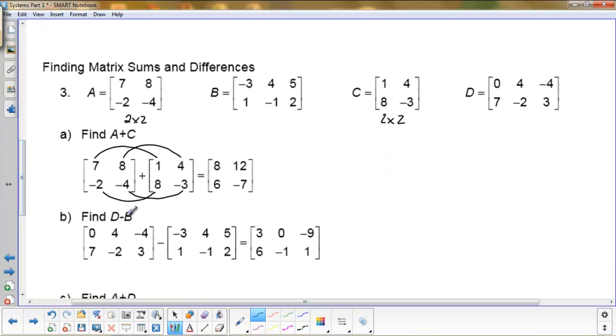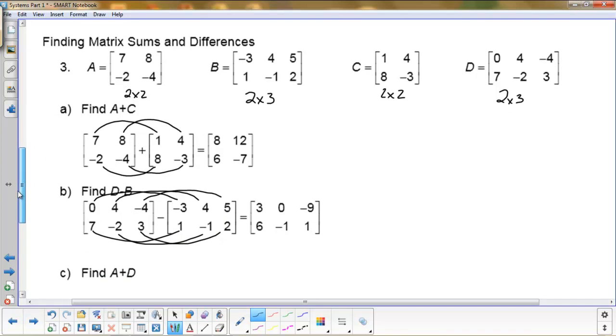Next, D minus B. So D is a 2 by 3 matrix, 2 rows, 3 columns. B is a 2 by 3 matrix, 2 rows, 3 columns. Those dimensions match up, and we simply subtract the addresses from one another, and that's how you're going to get your solution matrix.